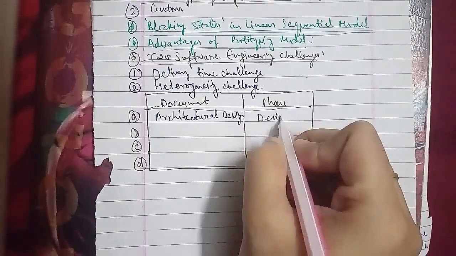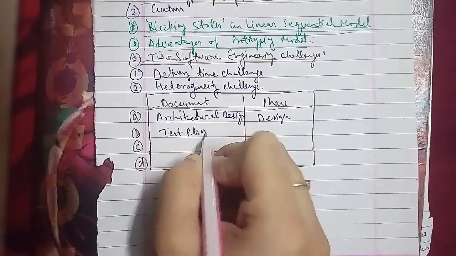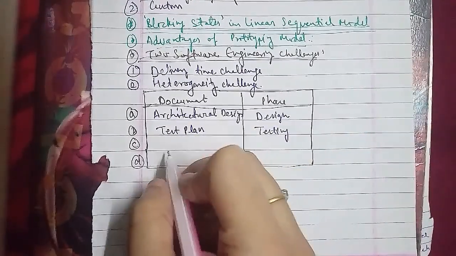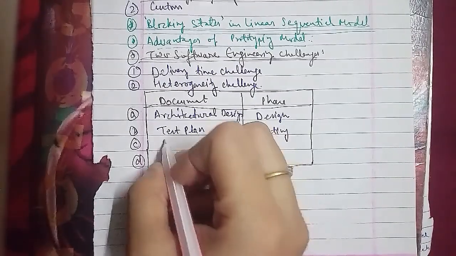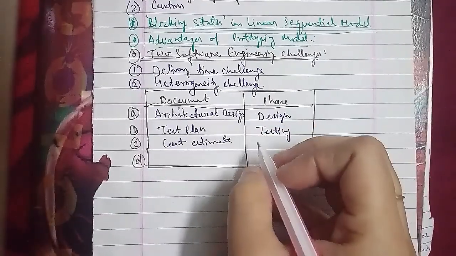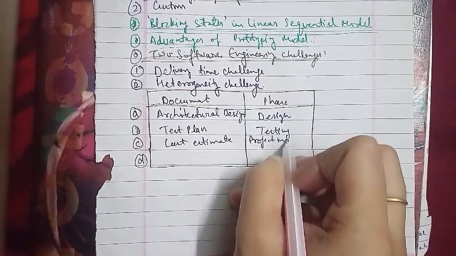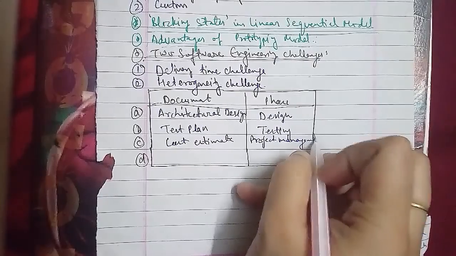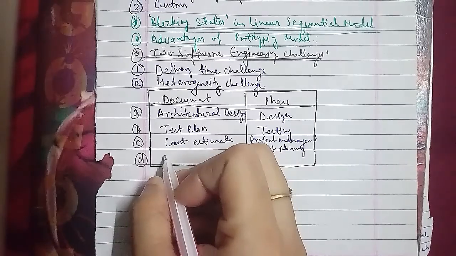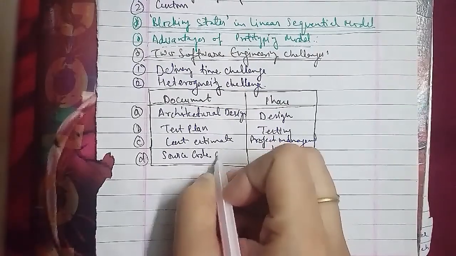The second is the test plan. The phase we have is testing. The third we have is the cost estimate, and the phase we have is project management and planning. The fourth we have is the source code document. The phase we have is coding.